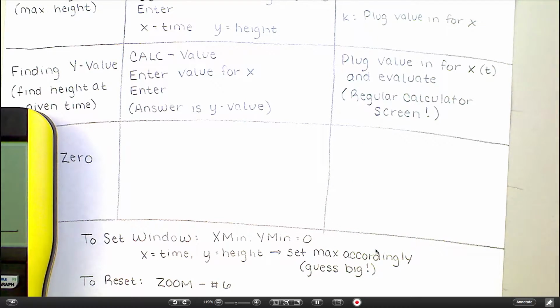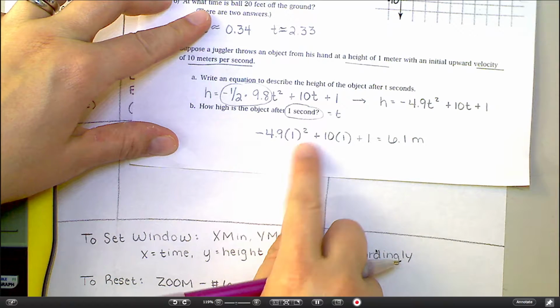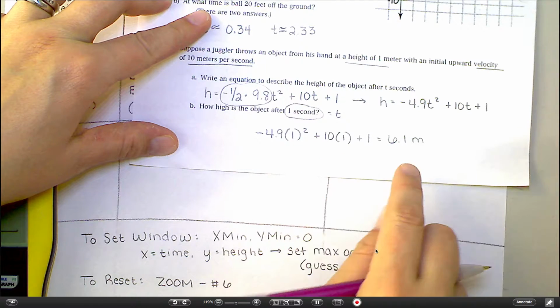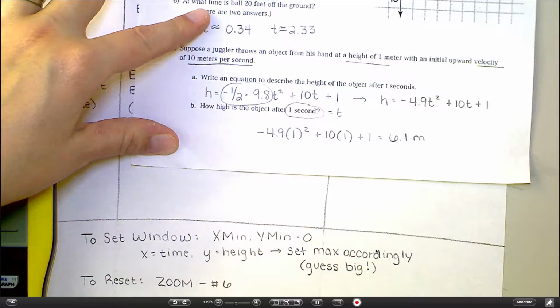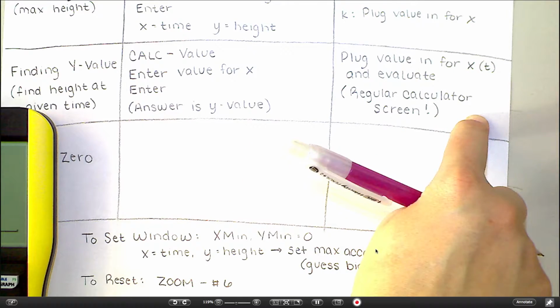Just like we did right back here. When we did this, we put negative 4.9 times 1 squared plus 10 times 1 plus 1, and I just typed that into our calculator and solved. So you don't have to use the graph, you could just do it that way if you wanted to.